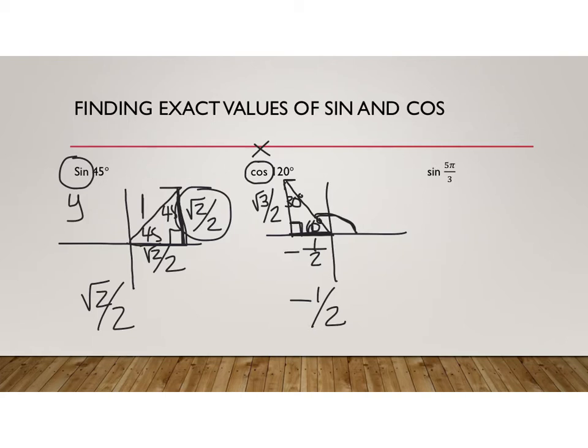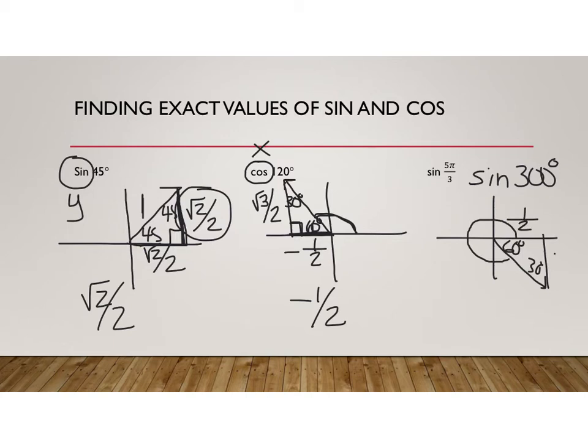Sine of 5 pi over 3. Pi over 3 is 60 degrees. I have 5 of those, so this is sine of 300 degrees. So I'm going to rotate from this terminal ray. That's 90, 180, 270. 300 would be about there, and it would make this angle 60. This forms a 30, 60, 90. Side opposite 30 is a half. Side opposite 60 is root 3 over 2. Sine is the y coordinate by definition, and the y coordinate is root 3 over 2, but that's going down, so it needs to be negative.